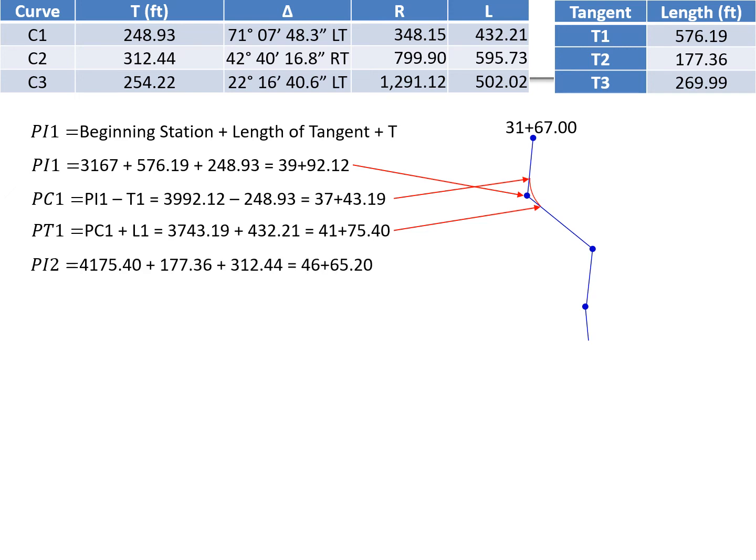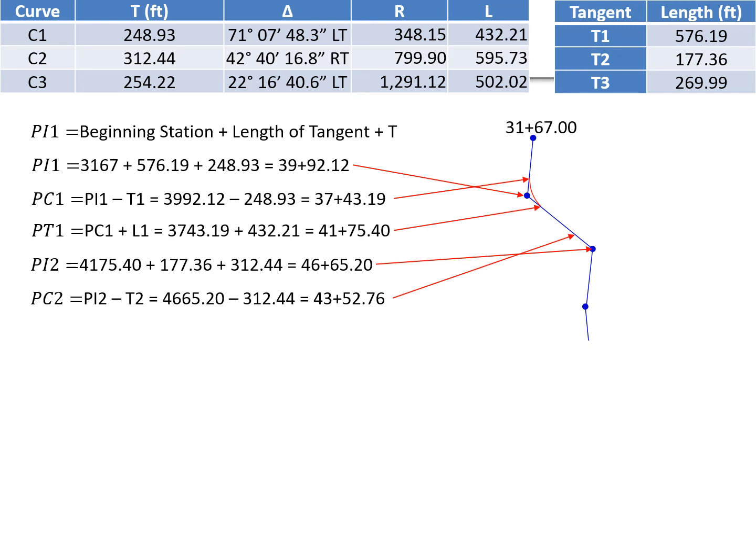And now moving on to our second curve, the PI for curve 2 is the PT of curve 1 plus the tangent length T2 plus the tangent of curve 2. So it's 4175.4 plus 177.36 plus 312.44 gives us a PI 2 station of 46 plus 65.2. Next, we can go back and calculate our PC2. This is PI2 minus T2, the tangent for curve 2. So we have 4665.2 minus 312.44 gives us a PC2 station of 43 plus 52.76.